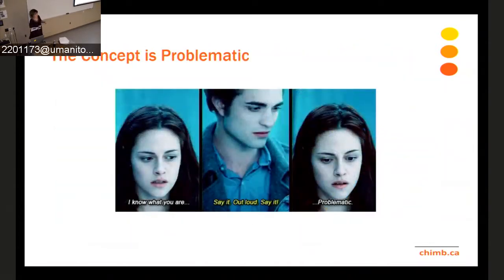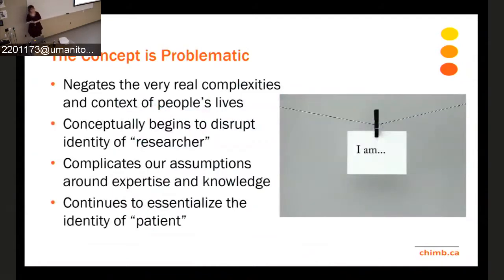And so what came out of all of this is that the concept of patient and public engagement can be pretty problematic. And this is something that had been discussed at a number of different levels. What I often heard, even at the national level, was, it's the terminology, patient, that's not accessible to everyone. What we started realizing was it wasn't just the terminology, it was the way we were actually conceptualizing patient and public engagement. Mainly because it negates very real complexities and context of people's lives.